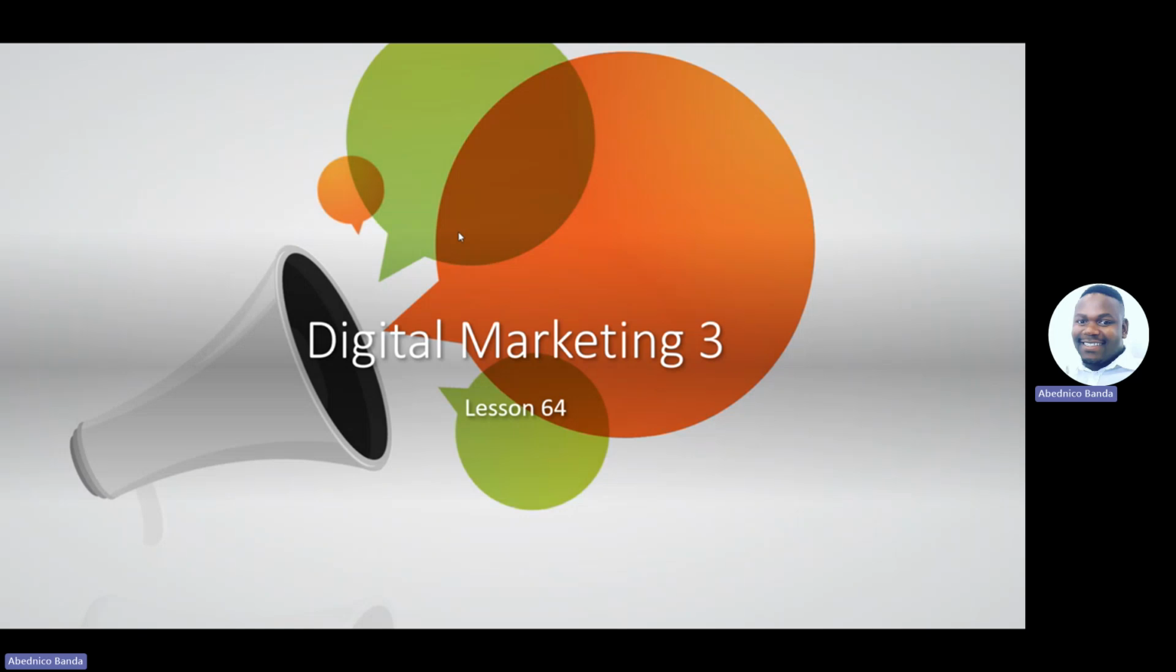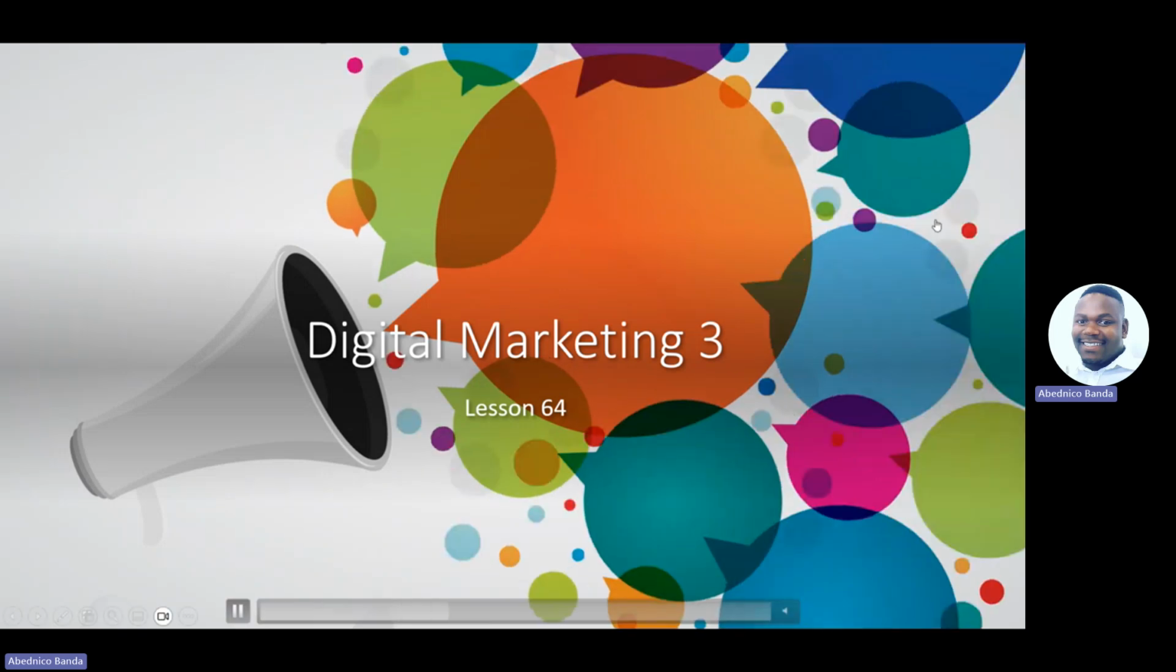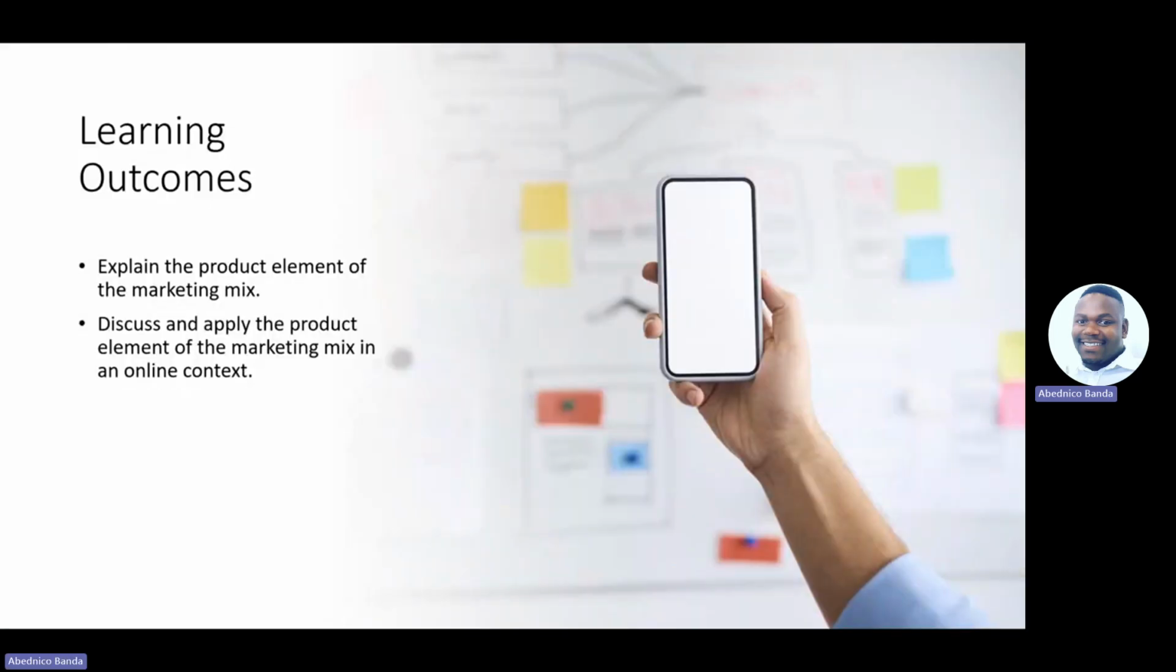In this lesson, we are going to unpack one of those 7 Ps. We are going to be looking at the product as an element of the marketing mix. So at the end of this lesson, you should be able to explain the product element of the marketing mix. You should be able to discuss and apply the product element of the marketing mix in an online context. As usual, as we did with other lessons, we are also going to be doing case study scenarios after going through each and every product.